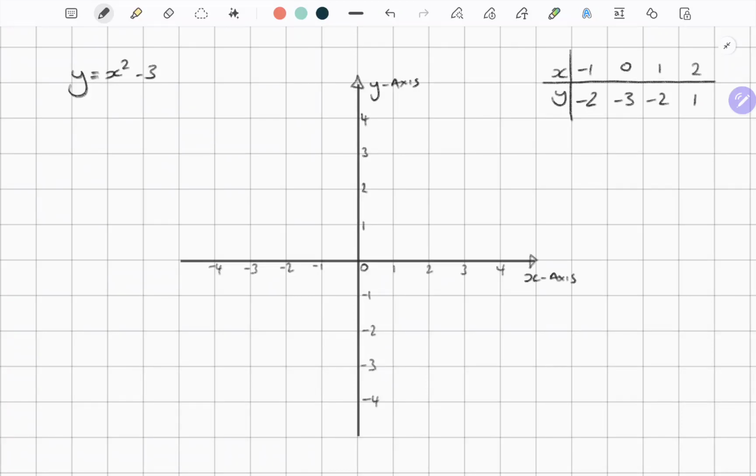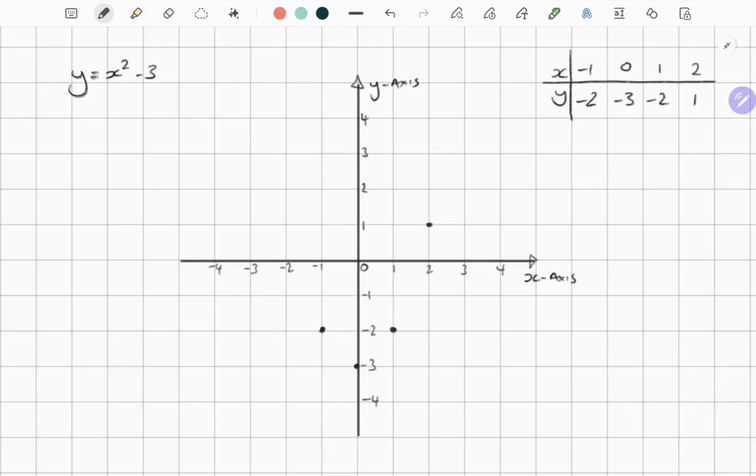So we can go ahead and plot those coordinates on the graph here. So let's start with the first one, minus 1 and minus 2. So in the negative x direction is 1, negative y direction is 2, and then 0, so no movement in the x direction, but we've got minus 3 in the y direction, and then we've got 1 in the positive x direction, minus 2 in the negative y direction, and then we have positive 2 in the x direction and then 1 in the y direction.